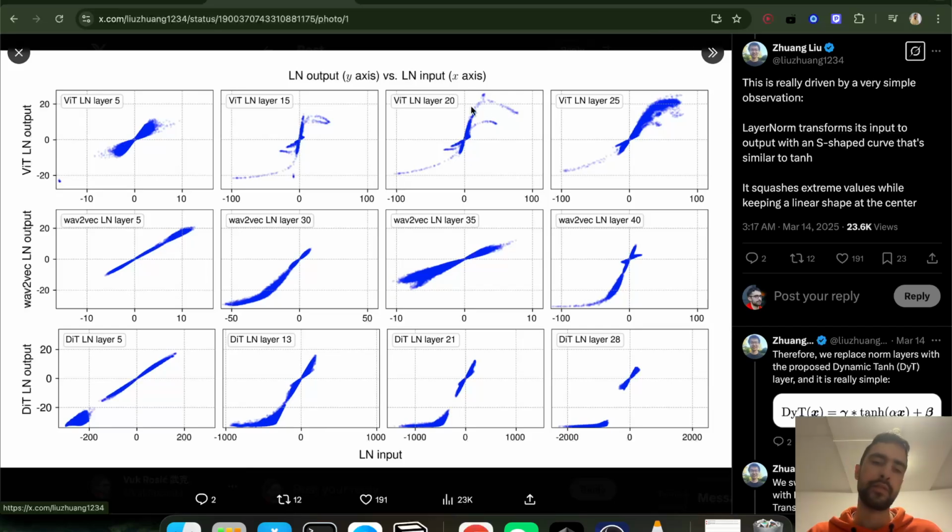So the way you can understand this is, there are some values on the x-axis, which is the input to layer normalization, and then we pass it through layer normalization and we get some values on the y-axis as output. And you can see that those values on the y-axis cause this to have a similar shape, so the values are going to be similar to what tanh would give.